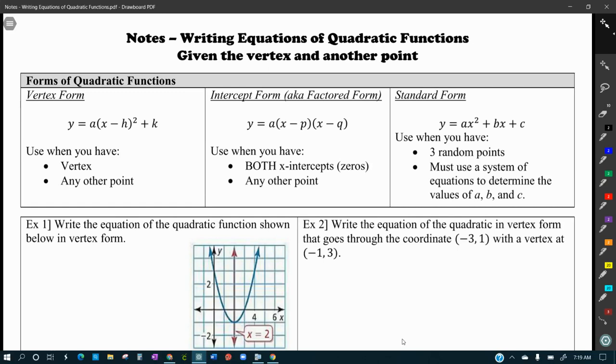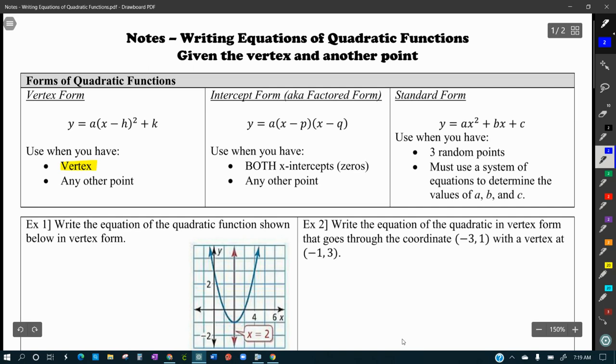Writing equations of quadratic functions given the vertex and another point or 3 points. So there are 3 forms to a quadratic function. We have vertex form, intercept form, which is also known as factored form, or standard form. So with vertex form, this is useful when you have the vertex and any other point.